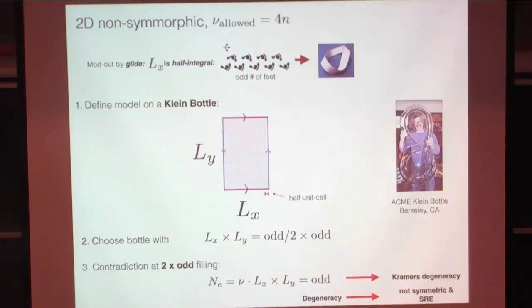So this allows us to actually get a contradiction with it being short-range entangled, even if the filling is a multiple of 2. So for instance, suppose the filling is twice an odd number. If I count the number of electrons on the Klein bottle, it's still going to be odd. That's because of this divided by 2 over here. So I'm still guaranteed that there's Kramers degeneracy. Because there's Kramers degeneracy, that principle tells me it can't be short-range entangled. So by using the glide, I've actually made the constraint twice as tight.